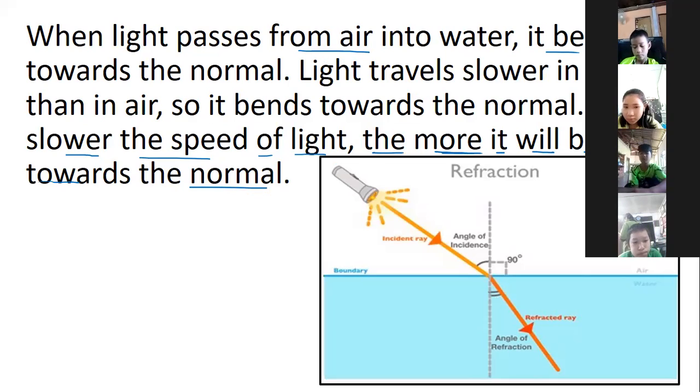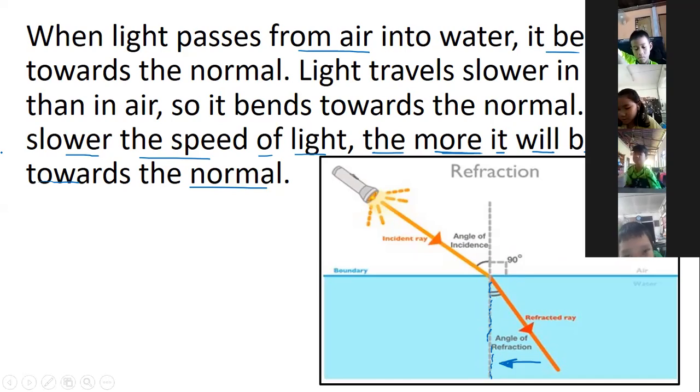Towards the normal. Where's the normal here? The normal line is here. Meaning, going to the normal, it bends going to the normal line. That's the meaning, okay?